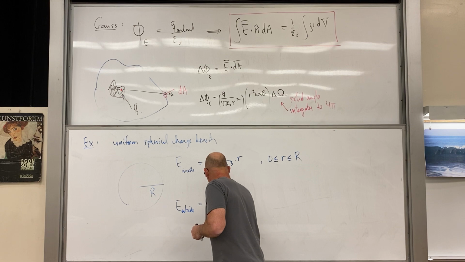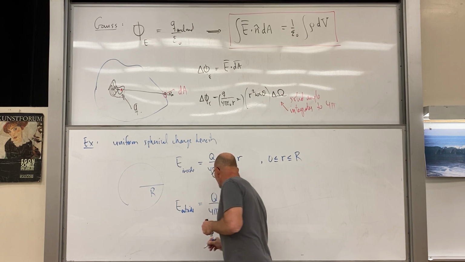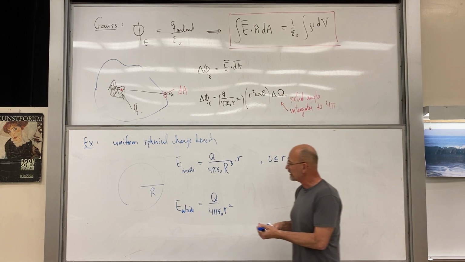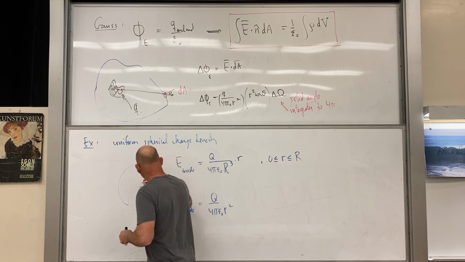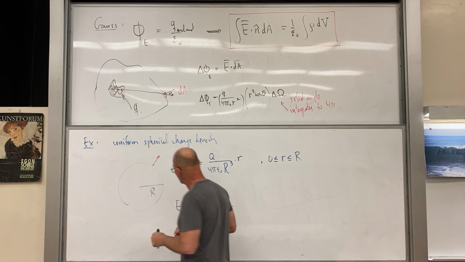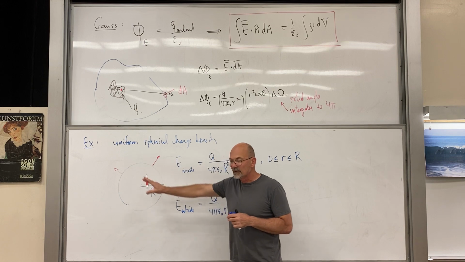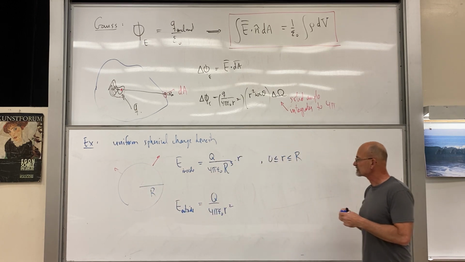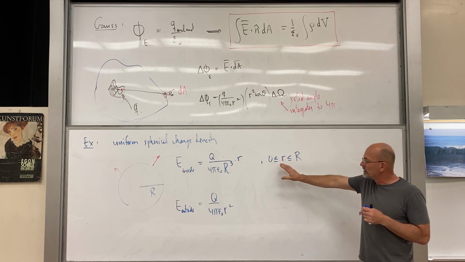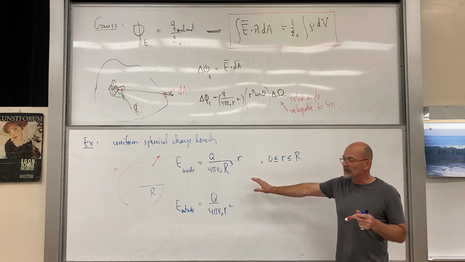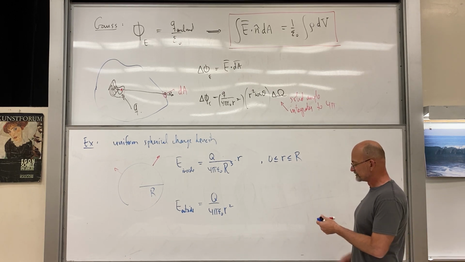Outside, 4 pi epsilon naught r squared. And as always in these spherical situations, the field is just radial. Okay, it's radial anywhere, whether or not you're inside or outside the sphere. So this is the one you want to review again, and the homework problems are applications of this idea that are even more interesting than this one.